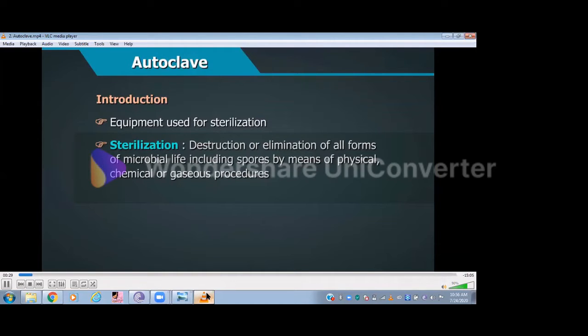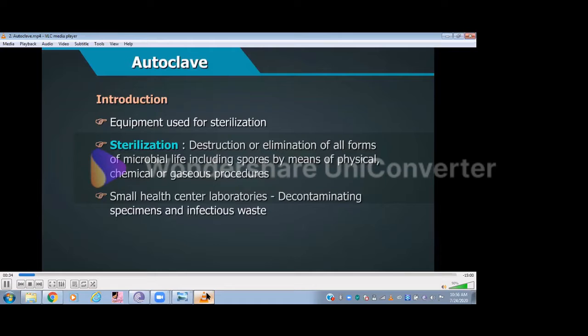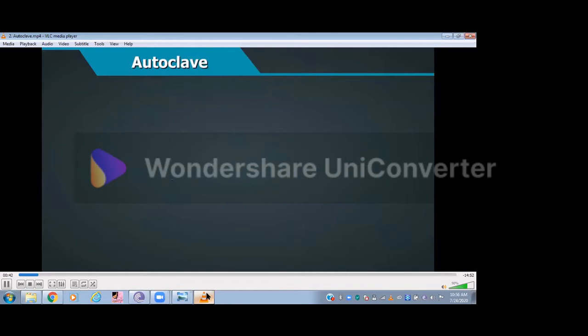Laboratories should be equipped with a reliable autoclave of adequate capacity. Small health center laboratories require an autoclave mainly for decontaminating specimens and infectious waste.